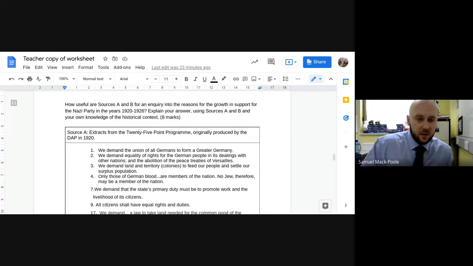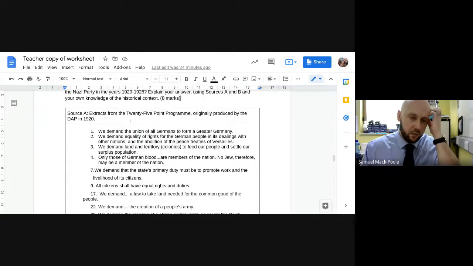This is Mr. Mack-Poole, and today we're going to focus on how useful are sources A and B for an inquiry for the reasons for the growth and support of the Nazi Party in the years 1920 to 1926. So today, basically, what we're dealing with is an exam skill, which is how useful are sources A and B. So without further ado, let's dive right in.